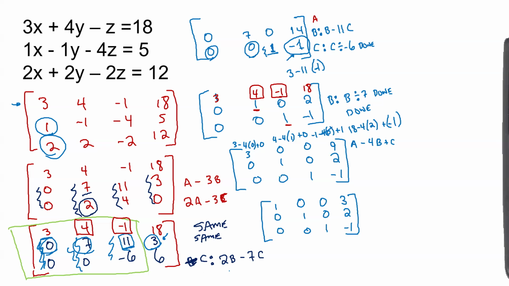Phew! The good news is we are done, okay? When I look at the last column right there, understanding that these represent my x's and my y's and my z variables, I end up with x equals 3, y equals 2, z equals -1. Those are the solutions to those 3 equations.